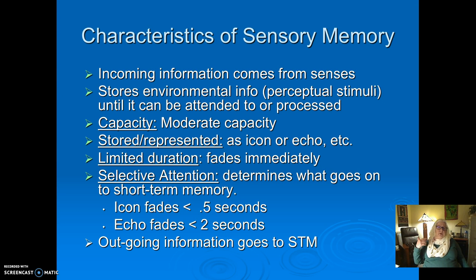Our echo, or the auditory information, is being held there longer, 2 seconds maybe. Each textbook says a slightly different amount, but let's go with 2 seconds. This makes sense? How? Or why?